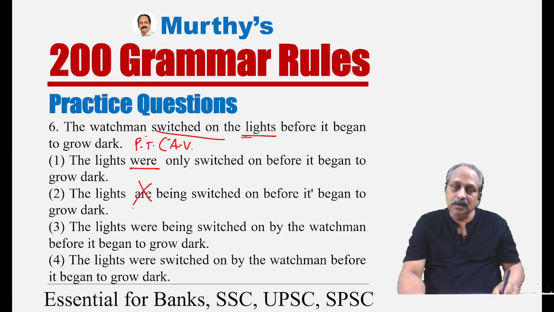Then you cannot use being, and it is not in the continuous form. The watchman switched on. You cannot use being. It should be either the first one or the fourth one. The lights were only switched on before it began to grow dark. The lights were switched on by the watchman before it began to grow dark. Answer is the fourth option. Here you don't see the word only, so you cannot introduce a new word. The watchman switched on the lights. The lights were switched on by the watchman before it began to grow dark.